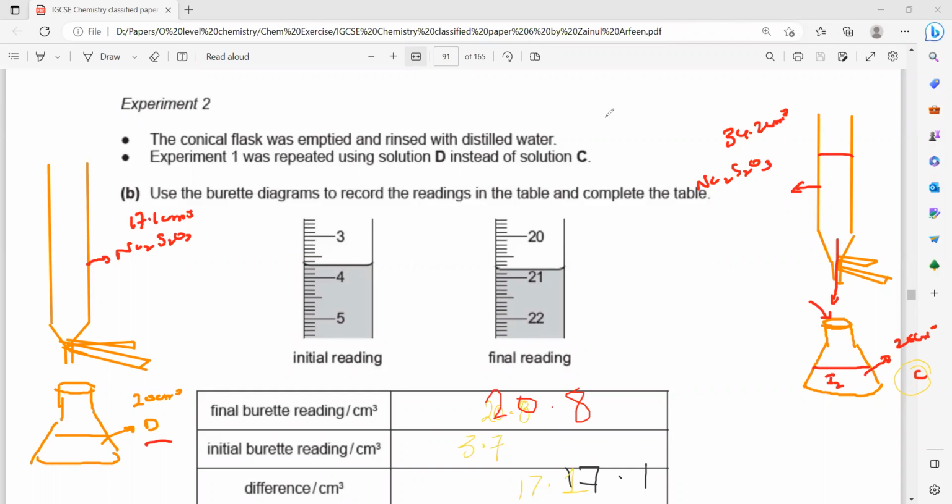And you can also compare the concentrations as well. Can you compare the concentration of C with D? Here we need 17.1 cm cube for a reaction. Here we need 34.2 cm cube for a reaction. We will take a ratio and then reverse it. So the ratio of the volume is 1:2. We need twice the amount of sodium thiosulfate in experiment 2 when reacting with C as compared to reacting with D. So it shows that C is twice as concentrated, or C has double the particles as compared to D.